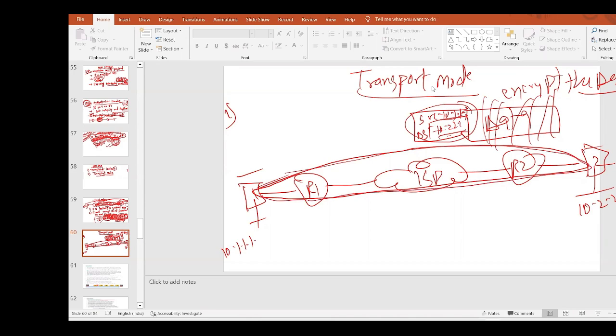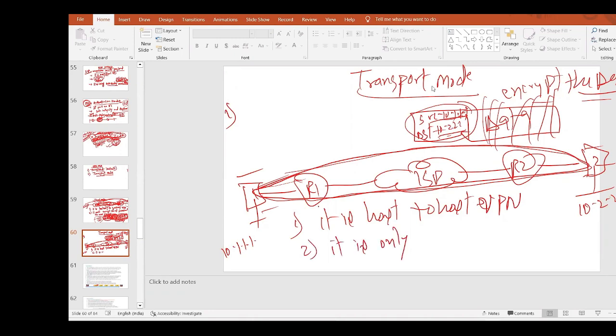You can mention that transport mode is an end-to-end or host-to-host VPN, and it will only encrypt the data. These 2 points you can write. It is a host-to-host or end-to-end VPN. Second, it only encrypts the data. Fine. The original IP header will remain the same.